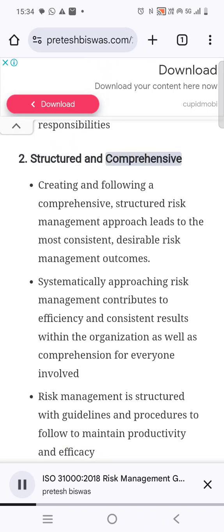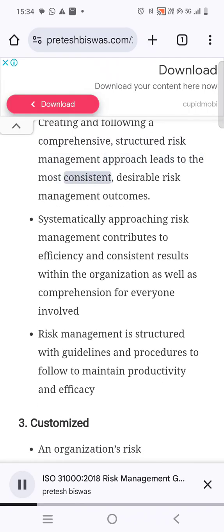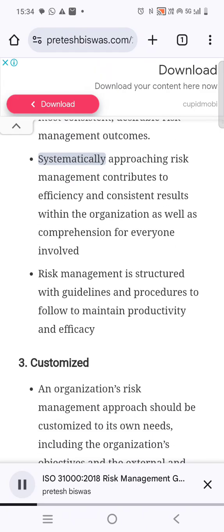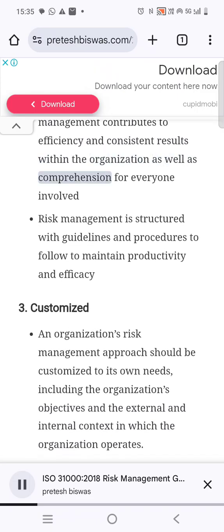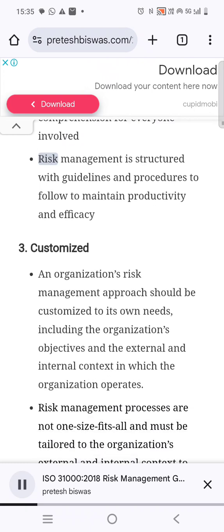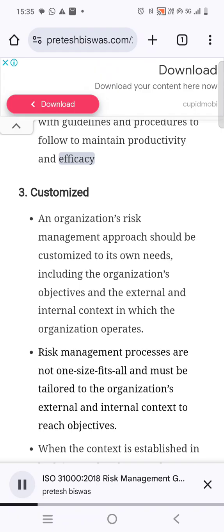2. Structured and comprehensive. Creating and following a comprehensive, structured risk management approach leads to the most consistent, desirable risk management outcomes. Systematically approaching risk management contributes to efficiency and consistent results within the organization as well as comprehension for everyone involved. Risk management is structured with guidelines and procedures to follow to maintain productivity and efficacy.